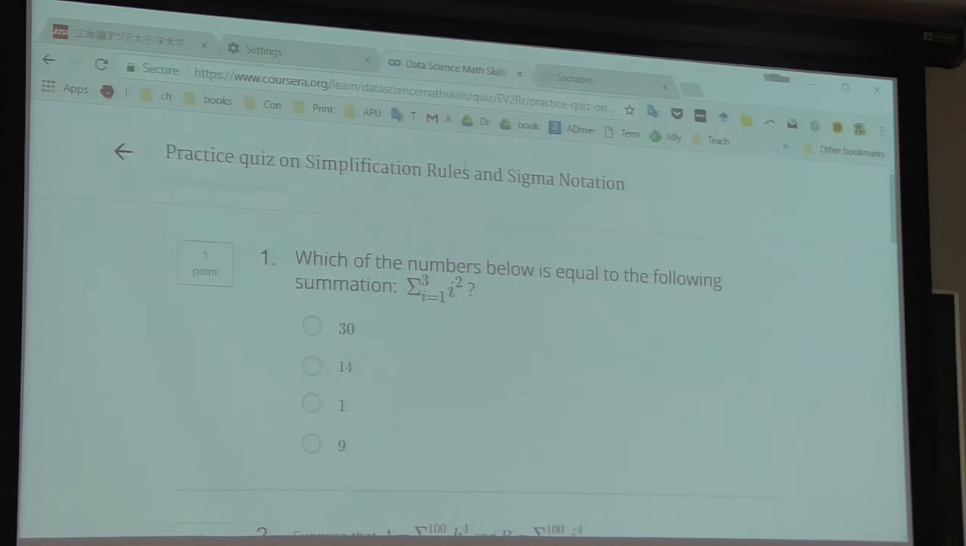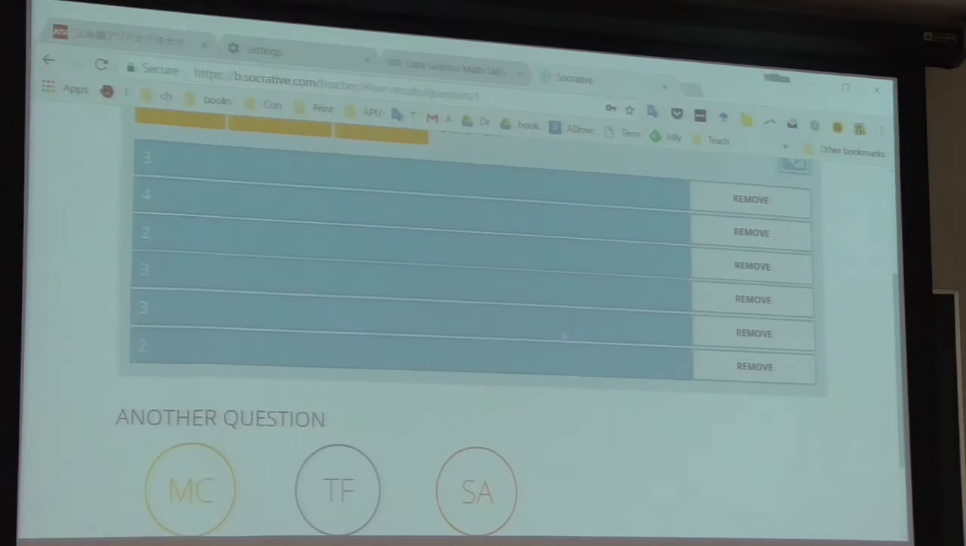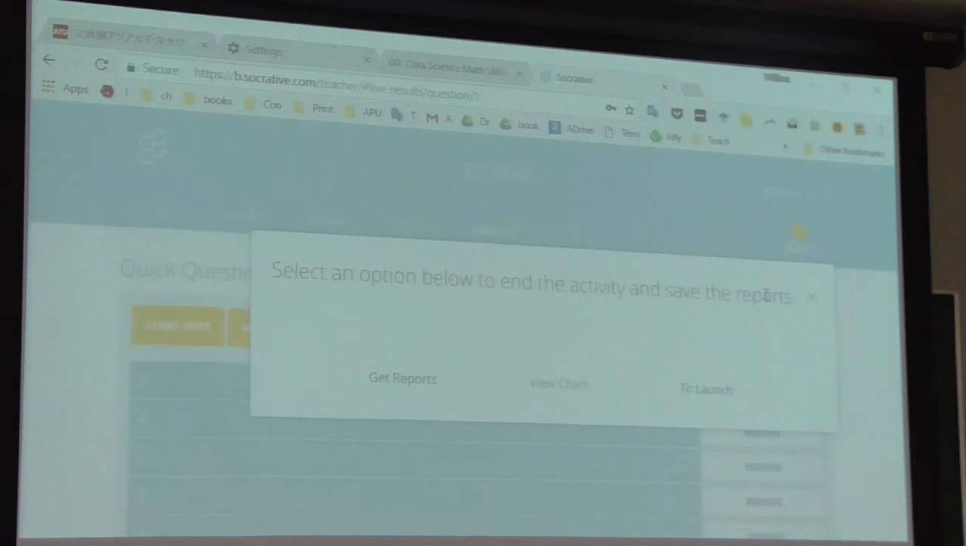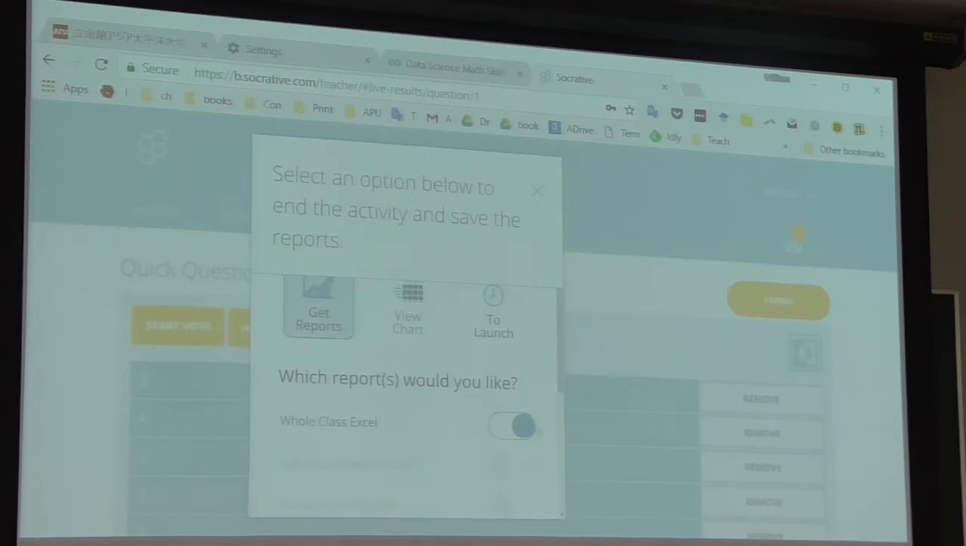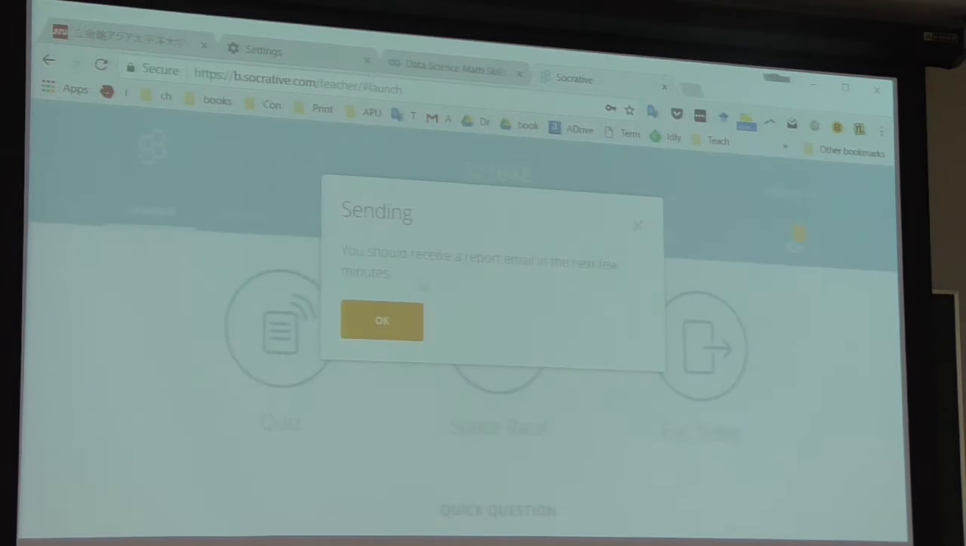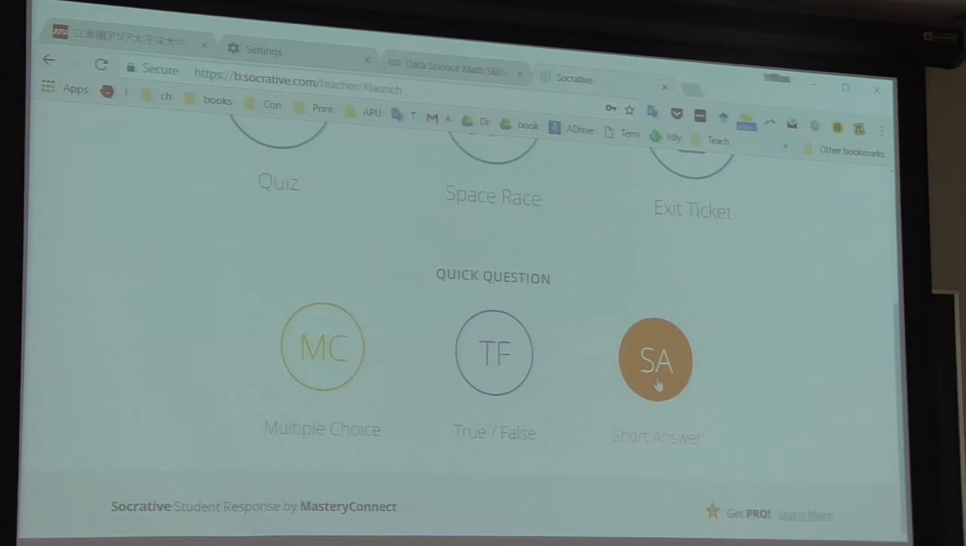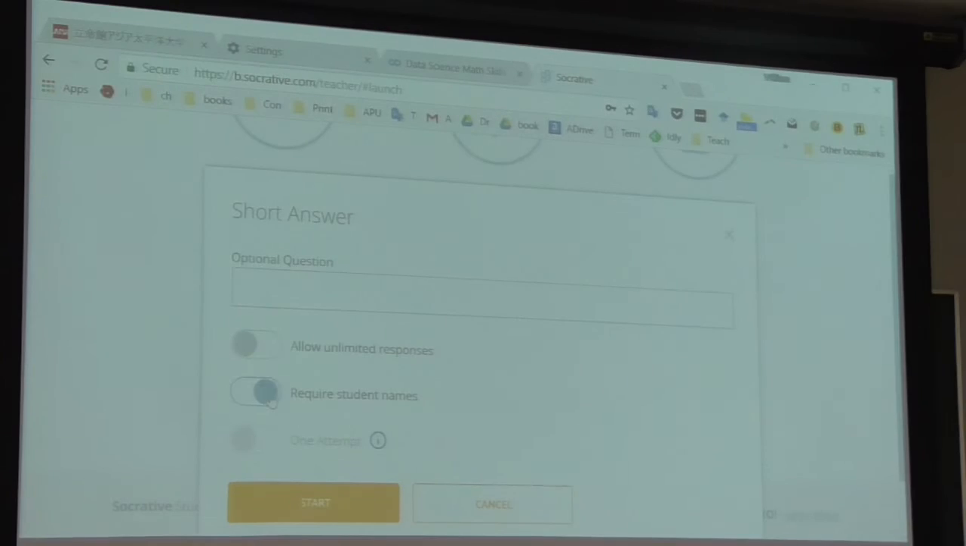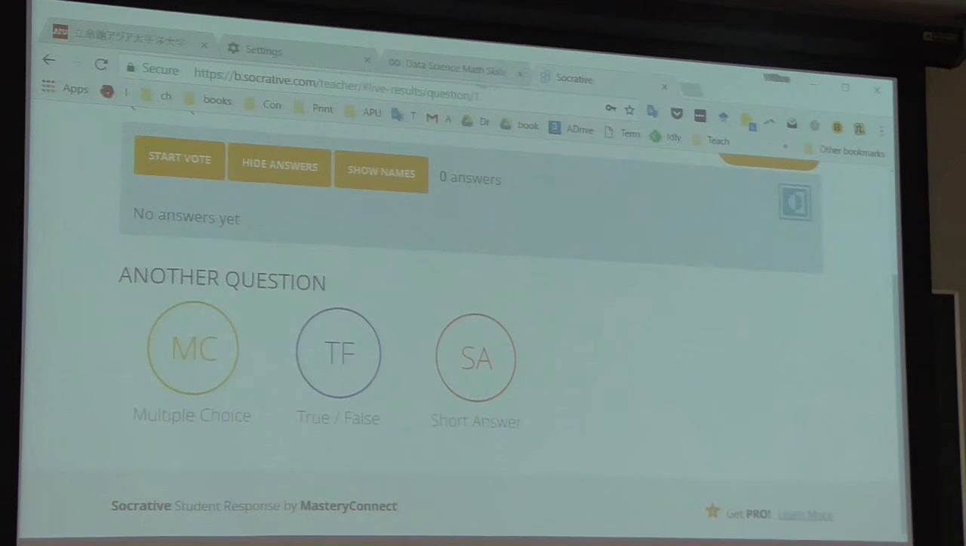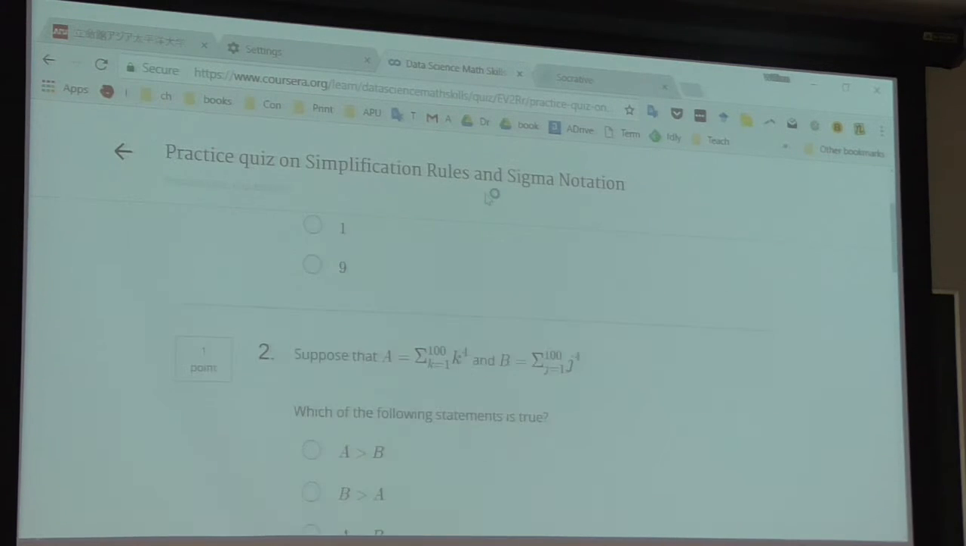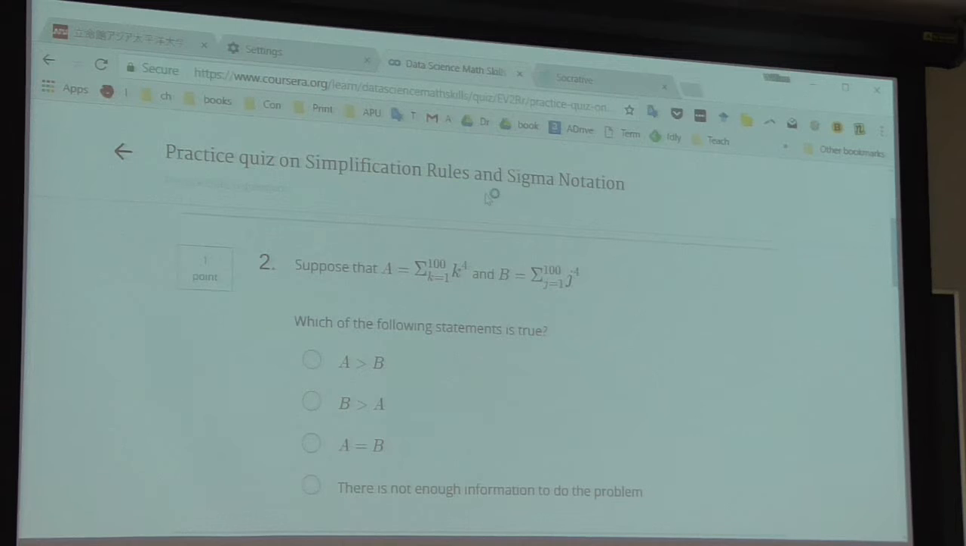Okay, let's go to the next one. Okay, next one is here. And this one here. Okay, so which of the following is true? Again, 1, 2, 3, or 4.